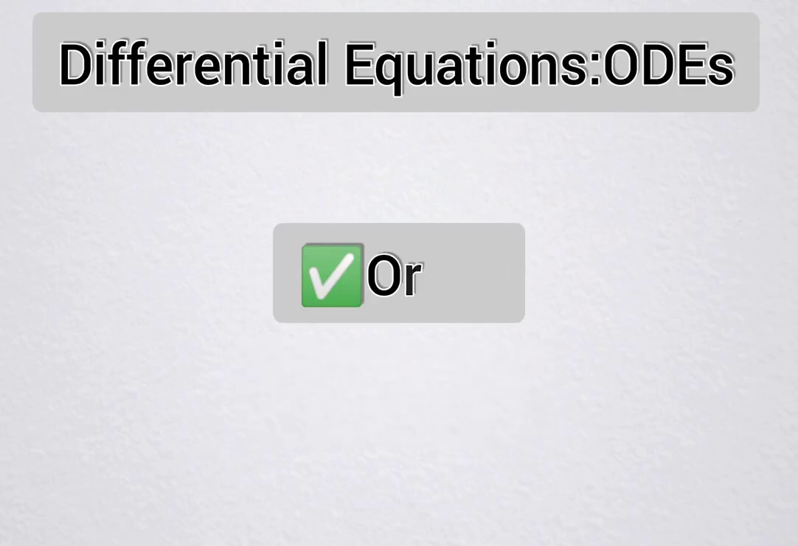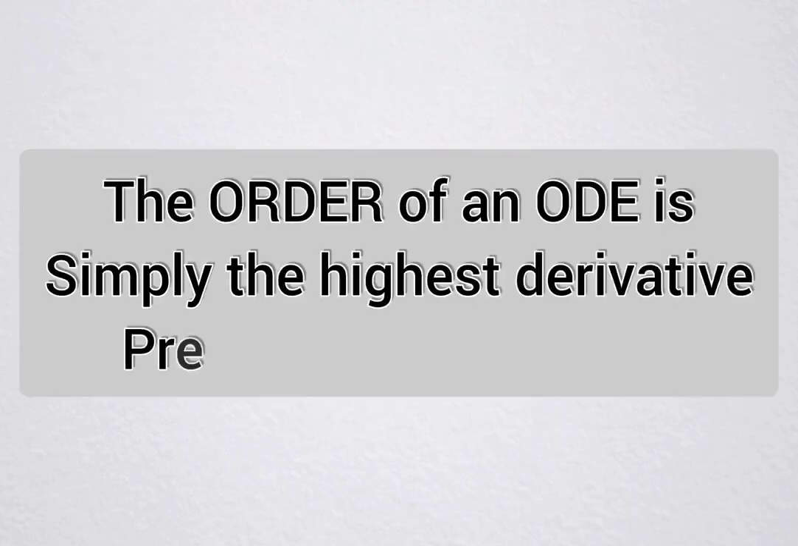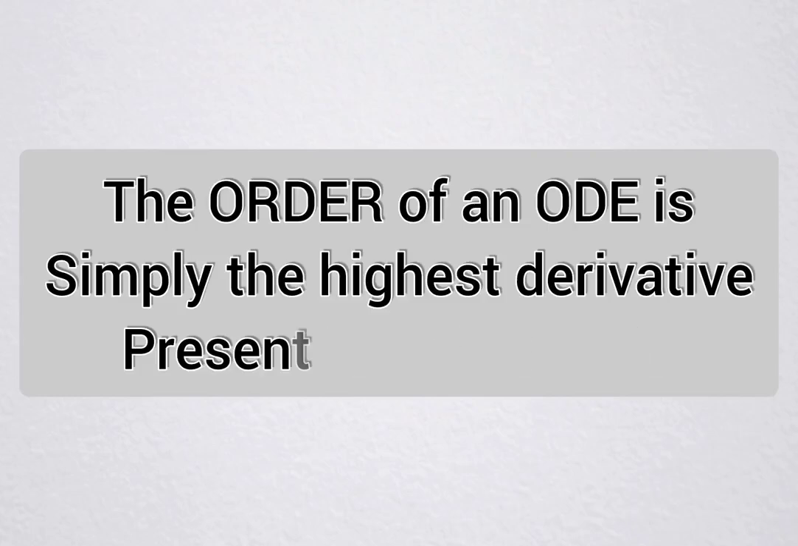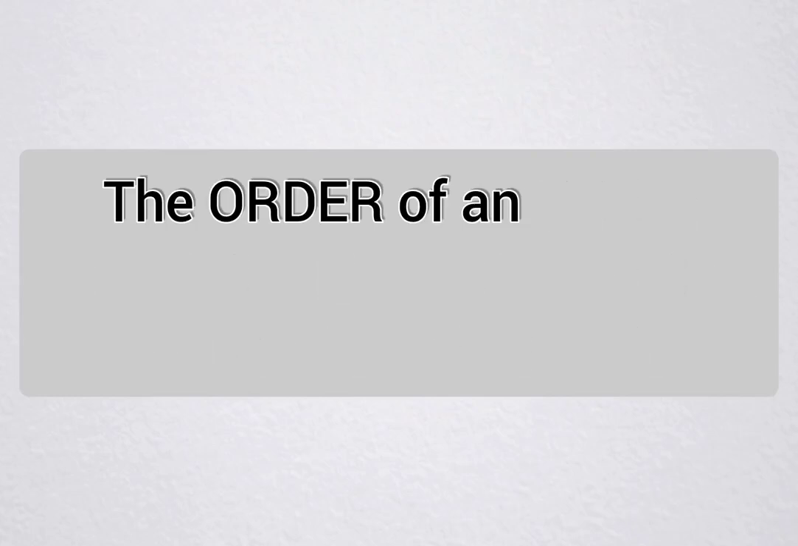What is the order of an ODE? The order of an ODE is simply the highest derivative present in the given ordinary differential equation. The highest derivative present in the given ordinary differential equation is the order of that ordinary differential equation.